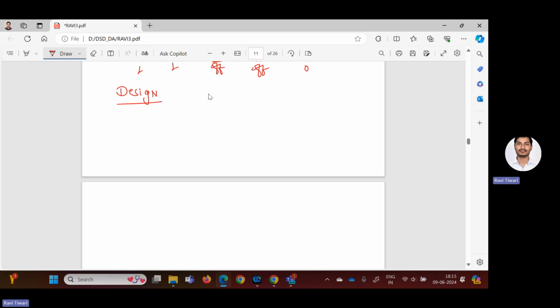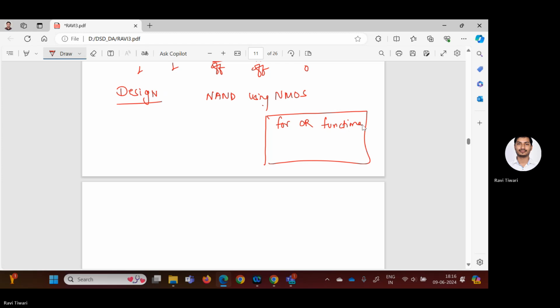First, we will see the NAND gate. Okay, design NAND gate by using the NMOS. In this condition, first we will see how we can connect the NMOS. So for OR functionality, NMOS will be connected in parallel.